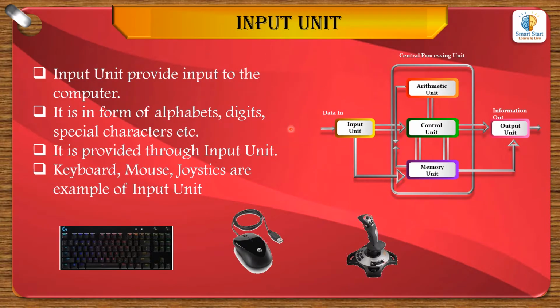First is the input unit. The input unit provides input to the computer. It is in the form of alphabets, digits, special characters, etc. Keyboard, mouse, and joystick are examples of an input unit.